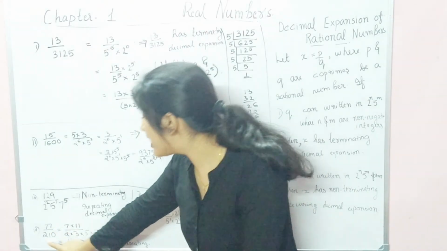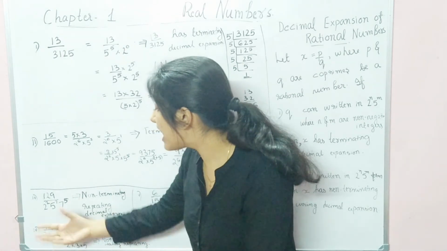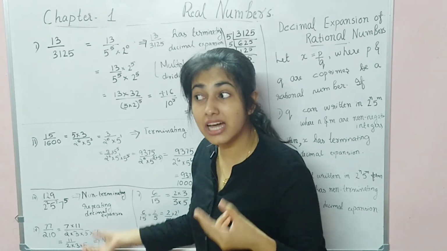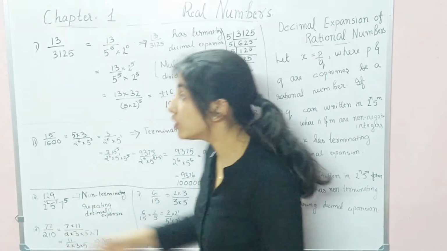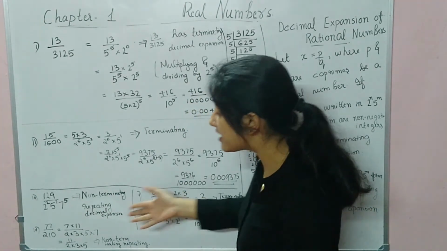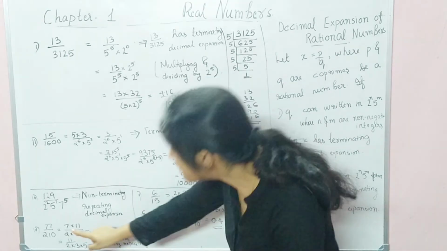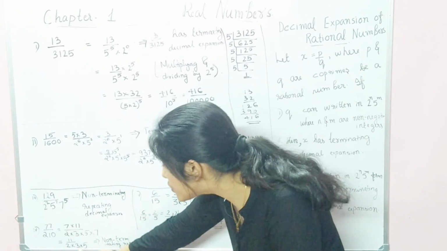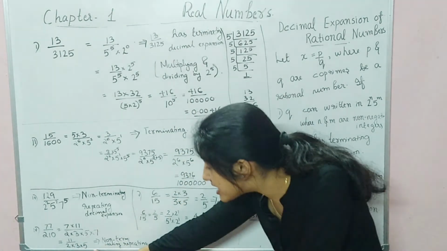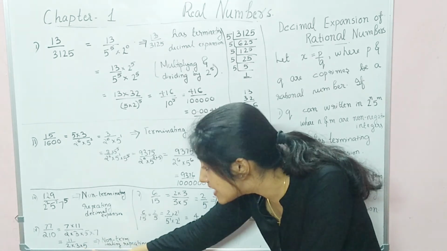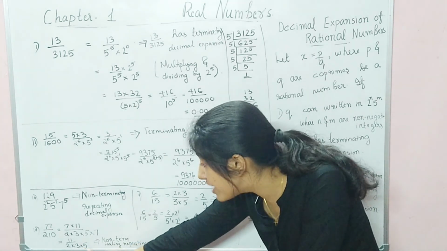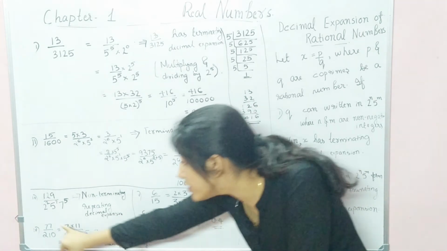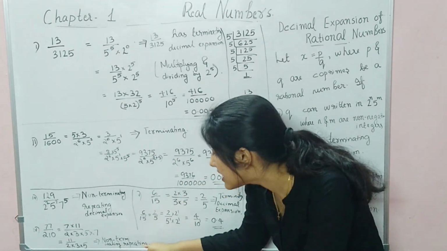Next question is 77 divided by 210. So first you have to write this rational number in its simplest form. Simplest form we get by cancelling out the common factors. So we have to write both the numerator and denominator in its prime factorized form and cancel out the common factors. After cancelling out the common factors, I get 11 divided by 2 into 3 into 5. So when you observe the denominator here also, we can see that the denominator is not of the form 2 raised to n into 5 raised to m, since we have a 3 in the denominator. Therefore, the decimal expansion of this number is non-terminating, repeating.